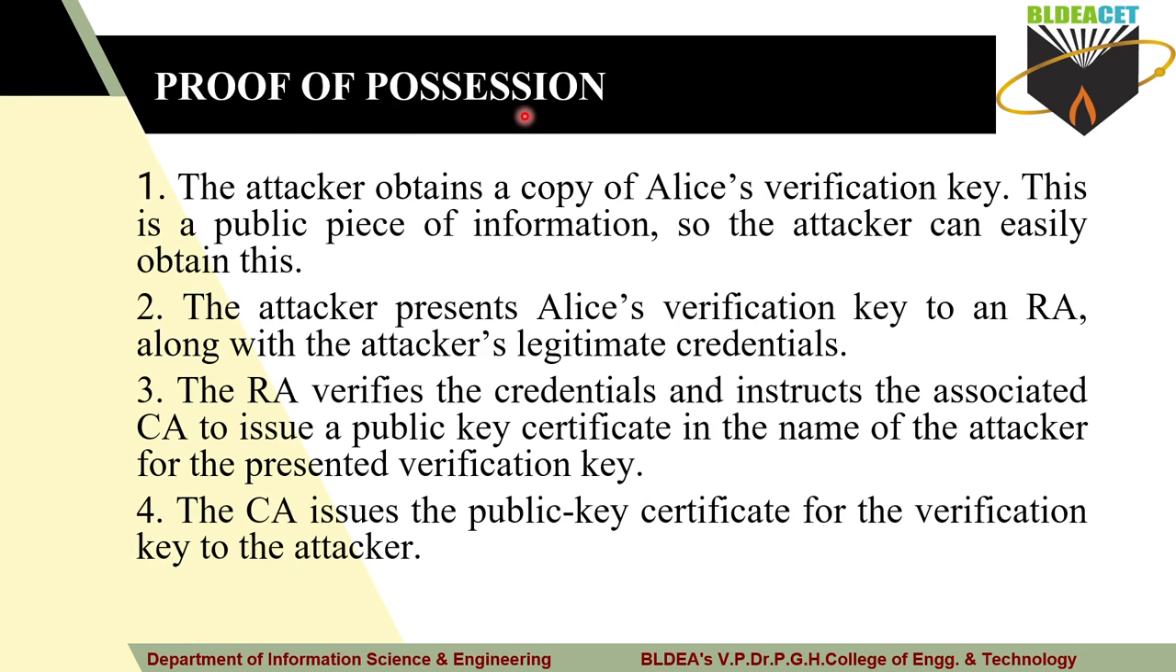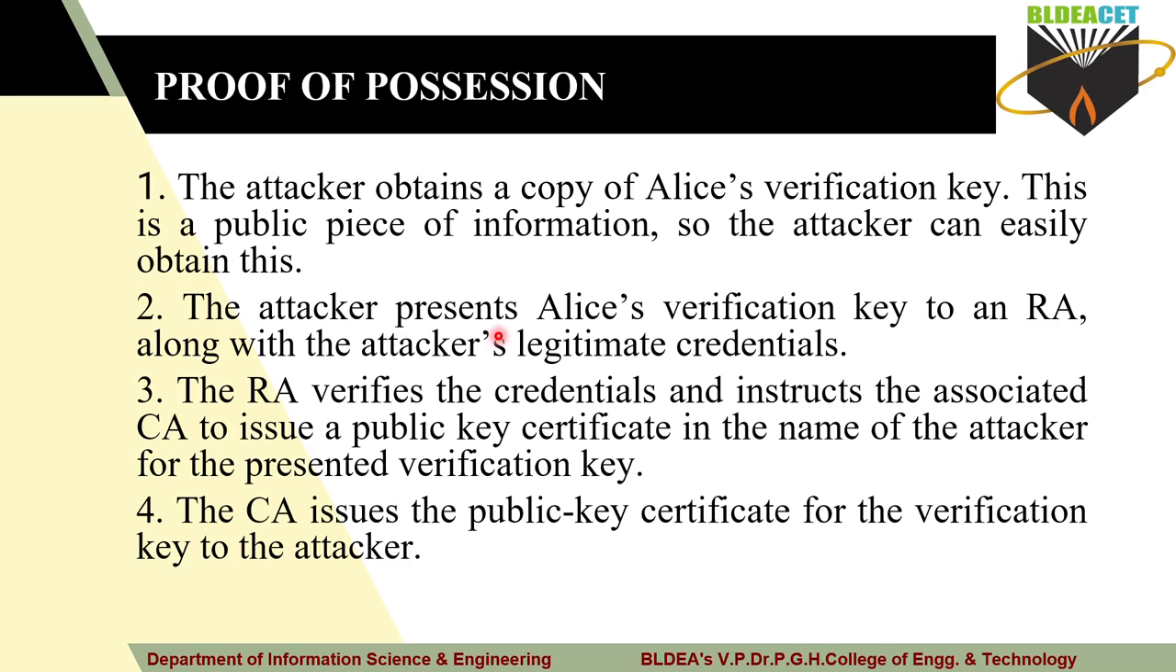Next is proof of possession. The attacker obtains a copy of Alice's verification key here. This is a public piece of information, so the attacker can easily obtain this. As I told earlier, the verification key. If you want to get the public keys of any person, you require the verification key, and this verification key is a piece of information and it is publicly available. In that situation, if attackers get your verification key, what happens?